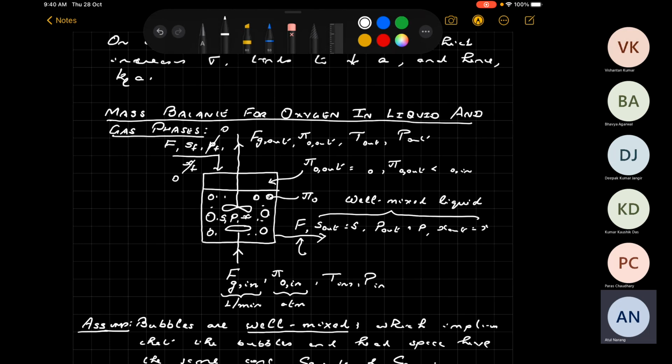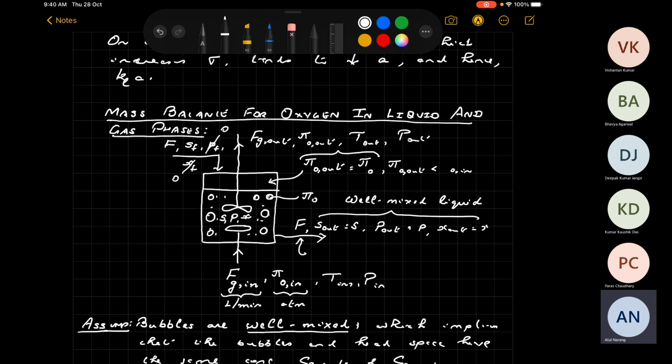Okay, so my notation is pi O in for partial pressure of oxygen going in, and pi O out for partial pressure going out. And once again, I will assume that the gas is well mixed. If I assume that the gas is well mixed, it basically means that I am assuming that pi O out is equal to pi O.